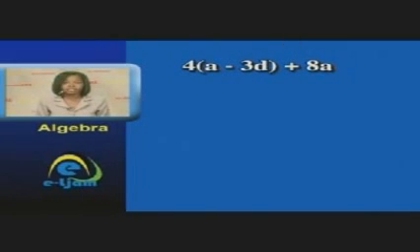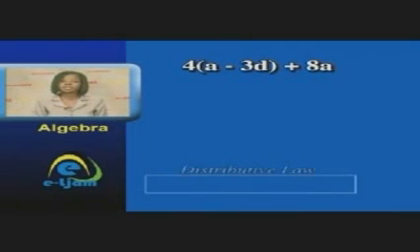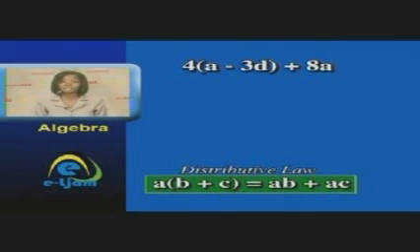Let's look at another expression. 4 times a minus 3d, plus 8a. In this example, we have brackets. So let us look quickly at what to do with our brackets. In order to remove brackets, we apply the distributive law. This law instructs us to multiply each term inside the brackets by the term that is outside. So a times b plus c is equal to ab plus ac.